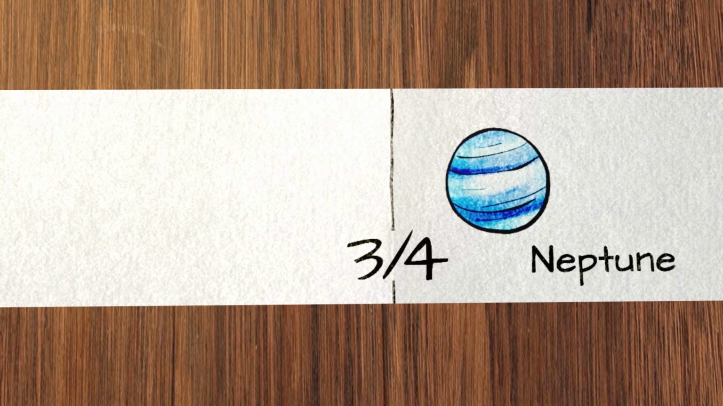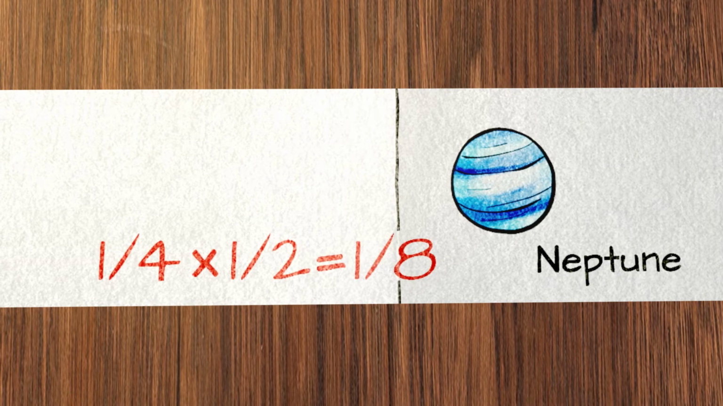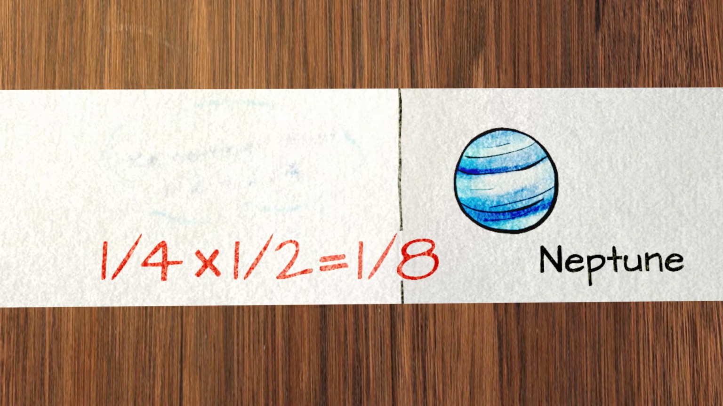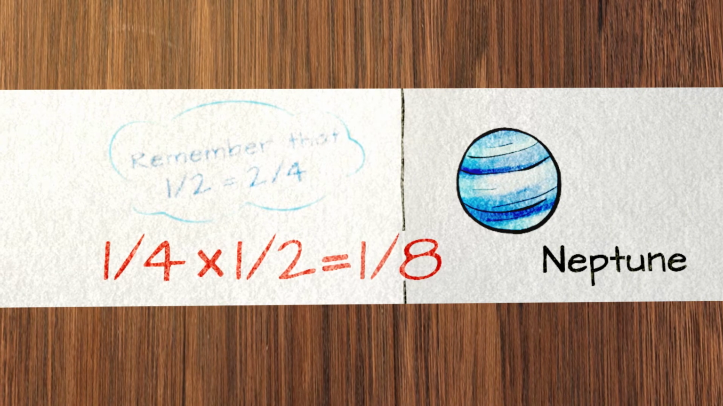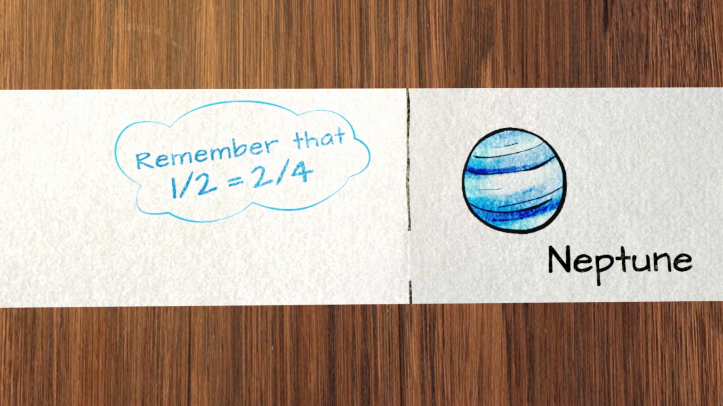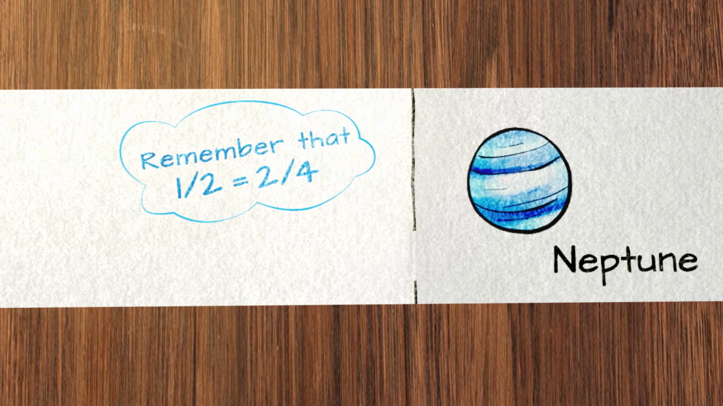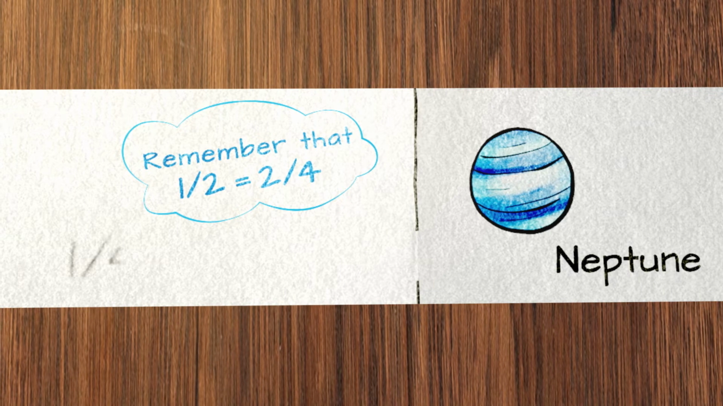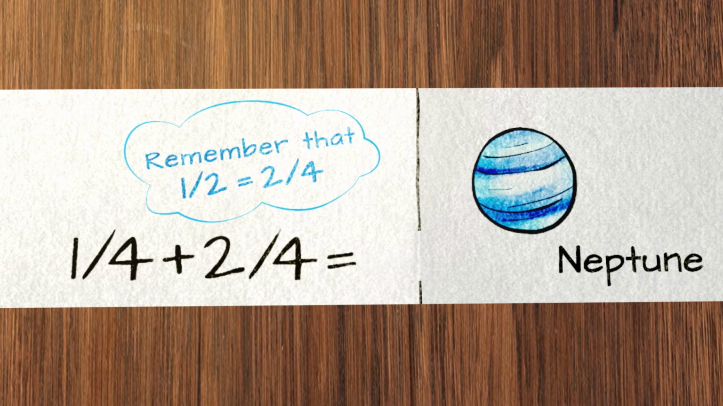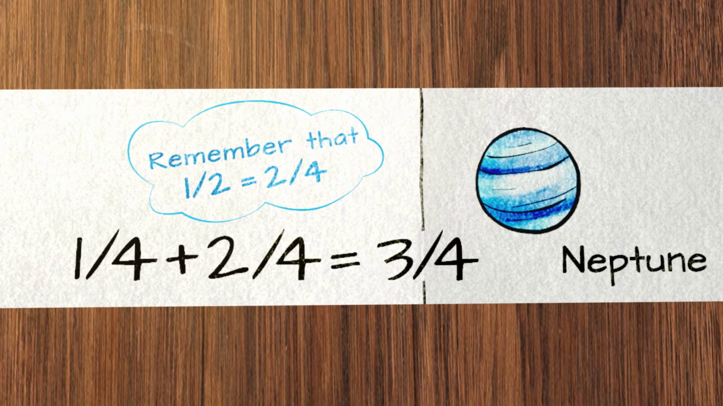A common mistake may be to multiply 1/4 by 1/2, which equals 1/8, and then label Neptune as 1/8. Instead, we're adding the distance of 1/2 to 1/4. Remember that half is the same as 2/4, so the correct equation is 1/4 plus 2/4 equals 3/4.